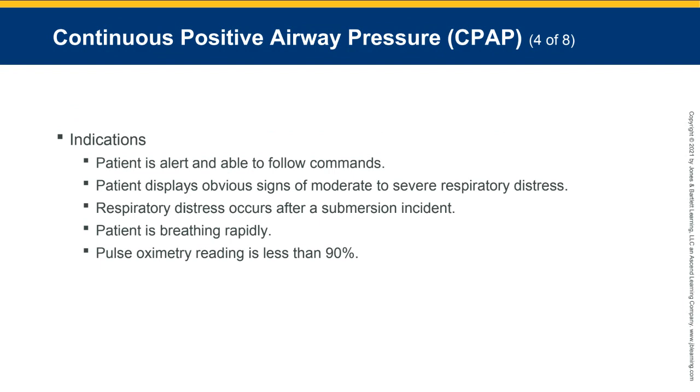Now, indications: the patient needs to be alert and able to follow commands. The patient must display obvious signs of moderate to severe respiratory distress. Respiratory distress occurs after a submersion incident. Patient is breathing rapidly. The patient has a pulse ox reading of less than 90%. These are all indicators to look for.